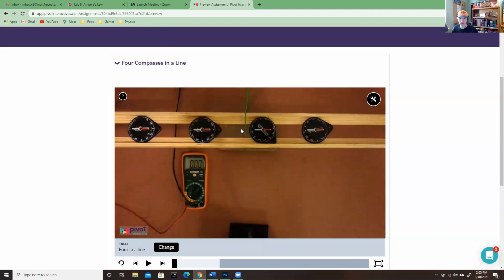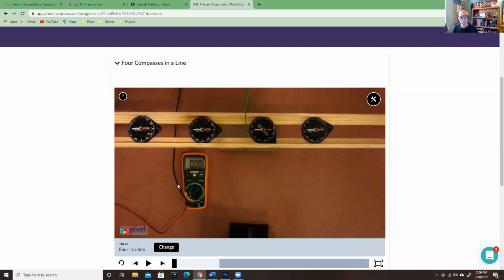So we're looking down, and the wire is going straight through. There's also a little black marking on the green wire. That marking is going to be the same height as the compasses on this track, which might be helpful in a couple of these videos.